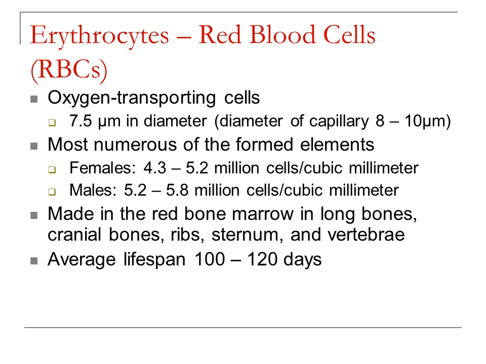So red blood cells are oxygen-transporting cells, with a diameter of 7.5 micrometers, and are the most numerous of the formed elements. Females have about 4.3 to 5.2 million cells per cubic milliliter of blood, while males have about 5.2 to 5.8 million cells per cubic milliliter of blood.